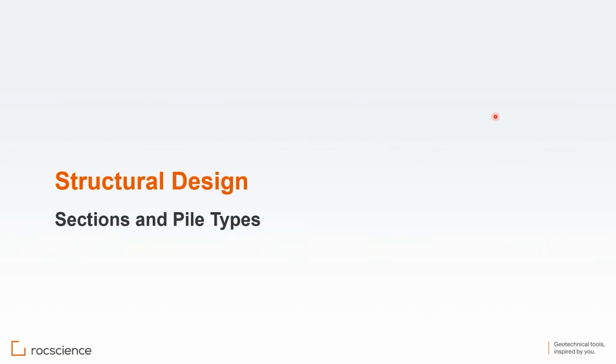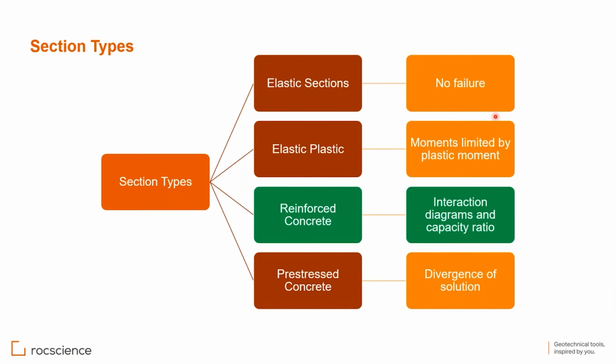Now let's start with the structural design. To start with the structural design, you need to define your sections in RSPile. You have 4 types of sections in RSPile. You have the elastic section, and the plastic section, sorry, it's mistyped here. It's elastic plastic. Elastic plastic section starts with an elastic part, then after it reaches a limit, starts to be plastic. And we have the reinforced concrete, which we are going to talk about today, and the pre-stressed concrete.